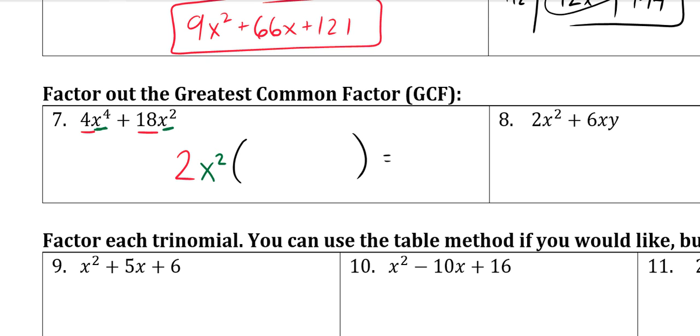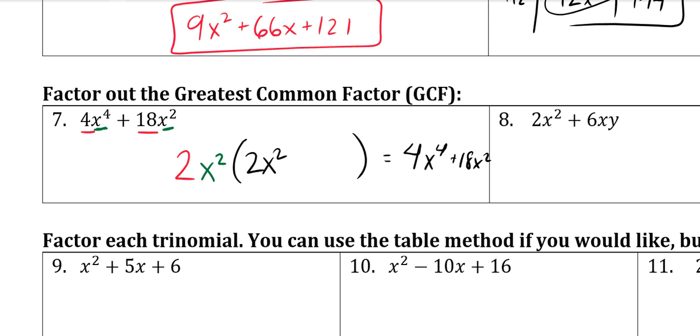I'm going to have some things left behind, though. And so here's really kind of the question that we're asking. If you want to think about it like this, here's my original. What needs to be in here so that when the 2x squared would multiply back through, if I were checking it, I get the original problem? Well, I can see 2 times what would give me 4? 2 times there has to be a 2 left. This had 4 x's. I divided 2 of them out, so there still has to be x squared left behind, so that when I distribute, x squared times x squared makes x to the 4th.